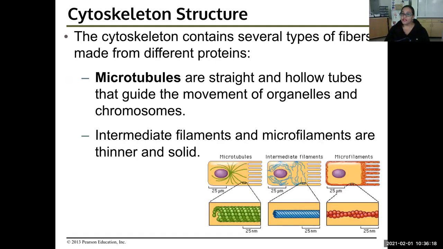The cytoskeleton contains several types of fibers made from different proteins. Microtubules are straight and hollow tubes that guide the movement of organelles and chromosomes. Intermediate filaments and microfilaments are thinner and solid. Our muscle cells are made of a lot of microfilaments.